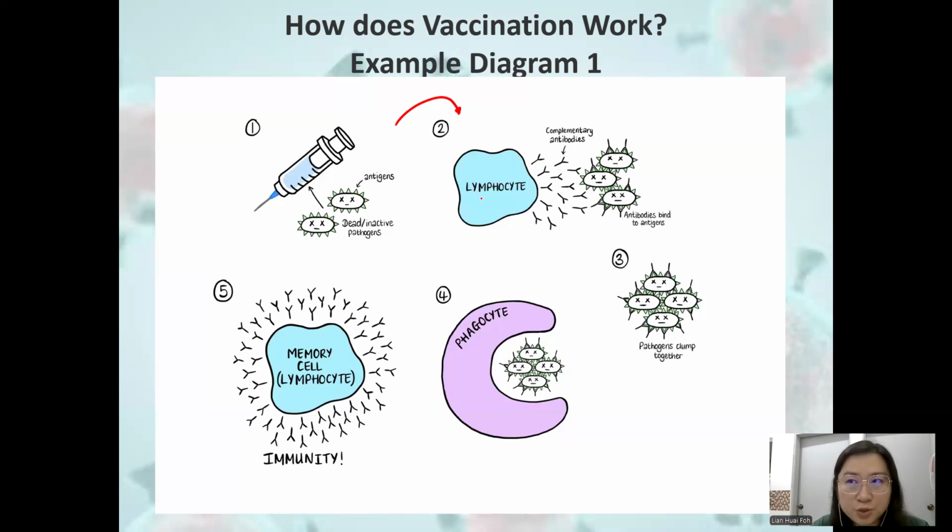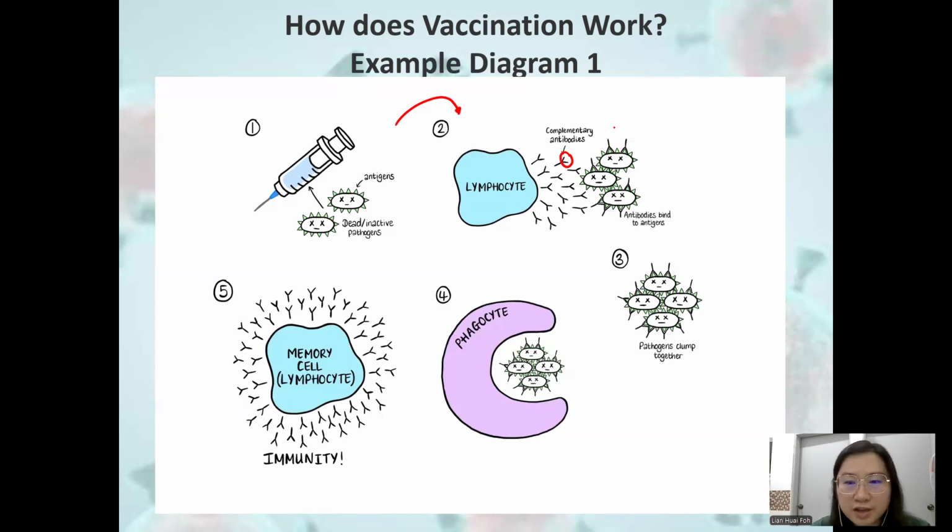the lymphocyte. Which type of lymphocyte? It's a B lymphocyte. They will produce the complementary antibody. Complementary means the antibody has the same or complementary shape that can fit on the antigens. Only then can they stop or destroy the bacteria. The antibody is produced by the lymphocyte and binds on the antigens of the pathogens.